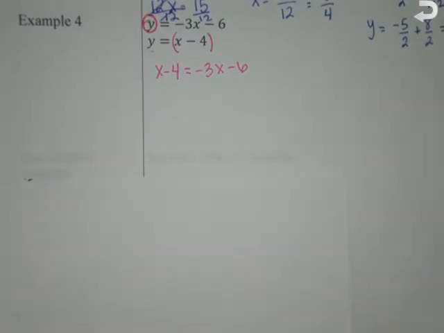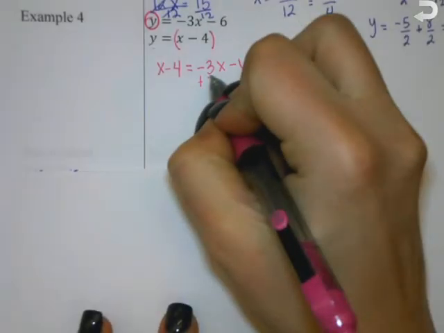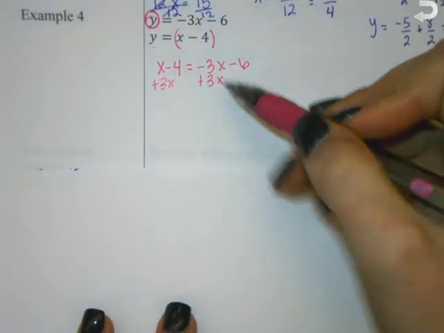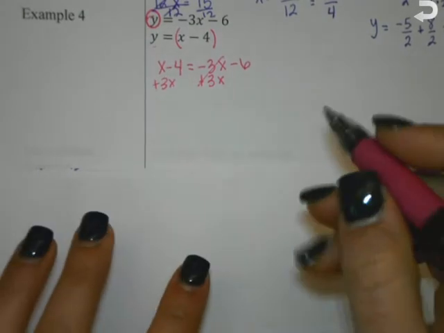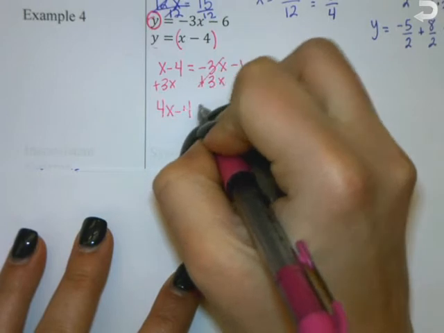Here's what you need to do. Get all the x's on one side and all the numbers on the other side. Go. Okay, ladies and gentlemen, what would you do first? Any suggestions? Tatiana. Add 3x to both sides. Good. We add 3x because negative 3x plus 3x gives me 0. So what's x plus 3x, guys? 4x. So this is 4x minus 4 equals negative 6.